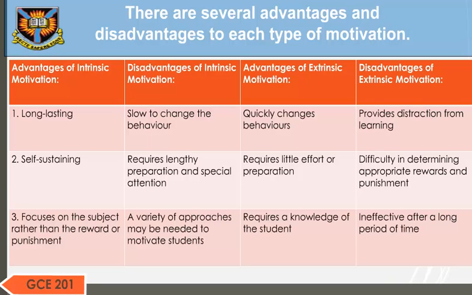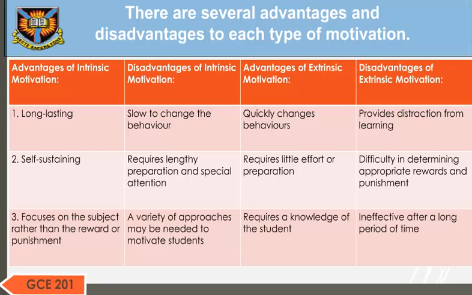There are several advantages and disadvantages of each type of motivation. Advantages of intrinsic motivation: 1. Long-lasting. 2. Self-sustaining. 3. Focuses on the subject rather than the reward or punishment. Disadvantages of intrinsic motivation: slow to change behavior, requires lengthy preparation and special attention. A variety of approaches may be needed to motivate students.